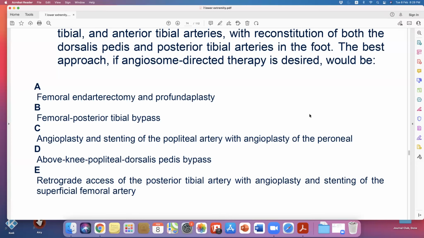Above-knee popliteal to dorsalis pedis bypass. Keep it to the end if you are not sure, and see what the last options are.